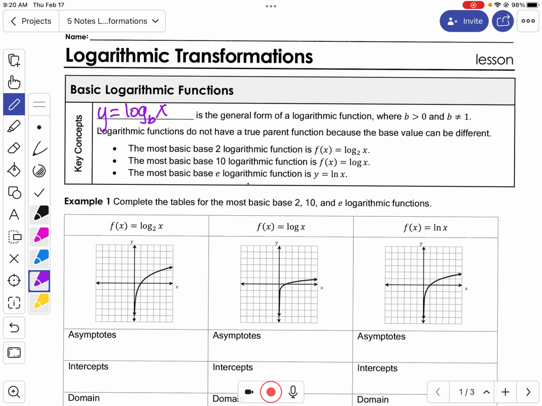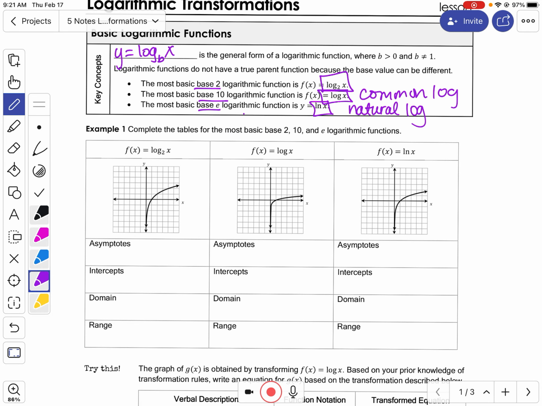So reviewing the same thing that we went over on the exponentials, if you have a base 2, this is what your parent function will look like, log base 2 of x. If you have a base 10, that's a common log, so your parent function is just log of x, and then base e is a natural log, which is ln x, so natural log of x. Okay, so the three different parent functions that we're going to be looking at are log base 2 of x, log of x, and natural log of x.